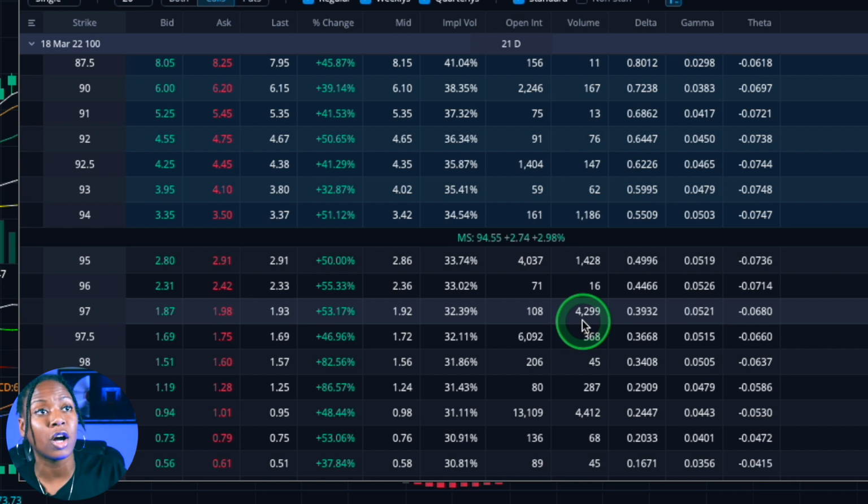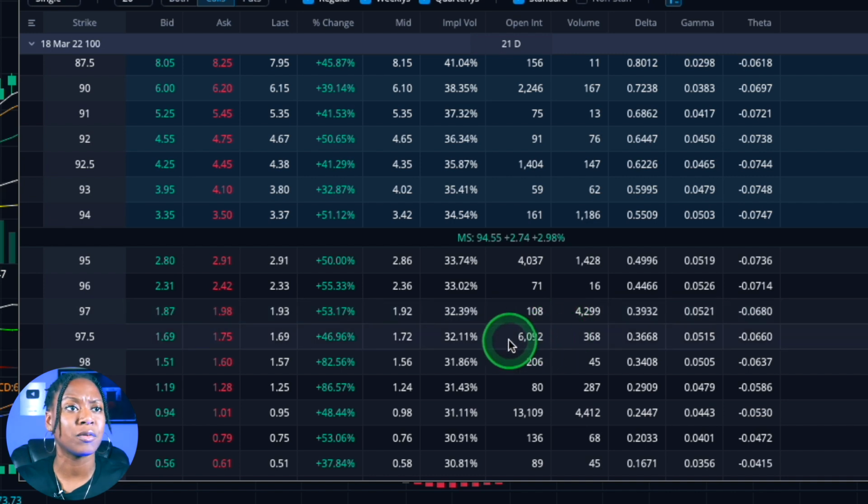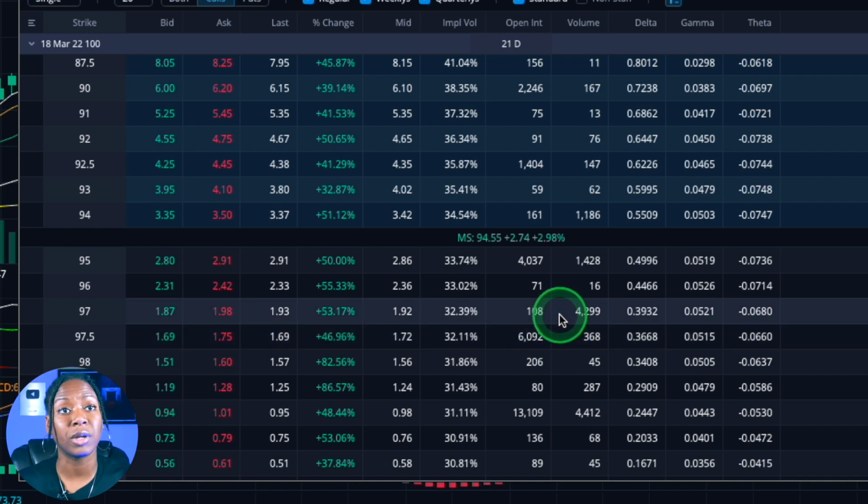When the option volume is higher than the open interest, that's a really good play, because honestly, looking at this, I would probably want to go with the 97.5 just because it has a higher open interest, but this one looks like a good play too. That's kind of how I would go about looking at that.